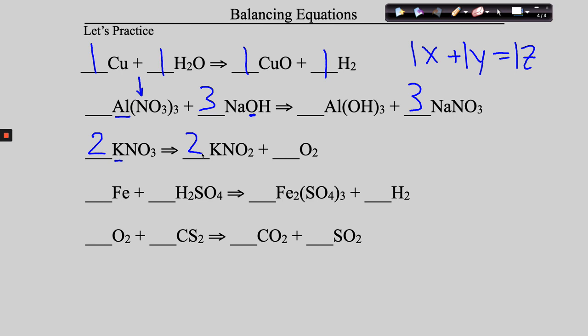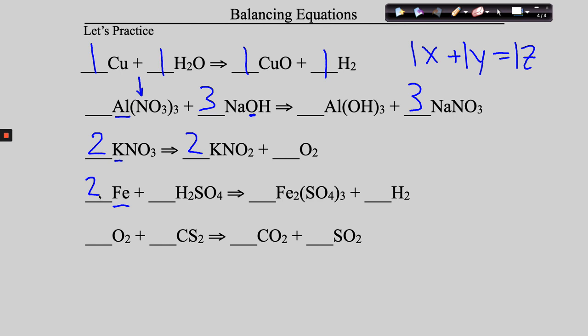Okay, now let's keep going. So, guys, we come down here. We've got 1 Fe on the left. How many do we have on the right? 2. So what do? We throw a 2 there. Now, guys, let's go to the hydrogens. We've got 2 hydrogens on the left. We've got 2 hydrogens on the right. So we're on a streak.